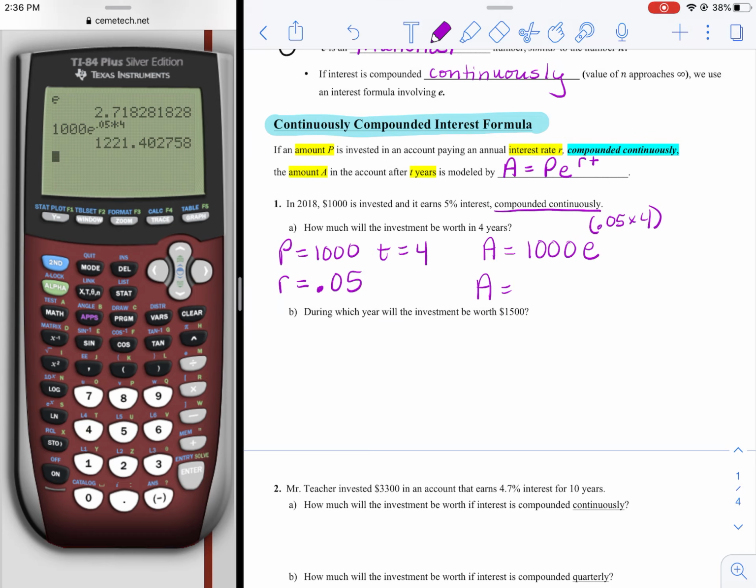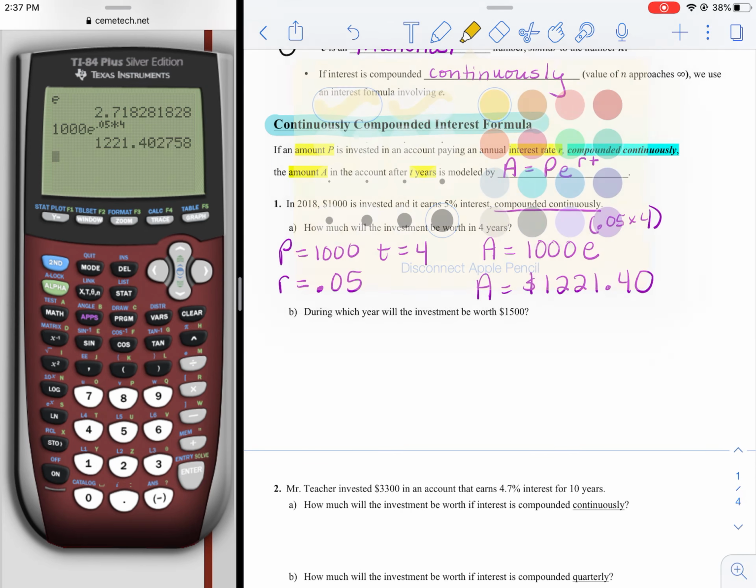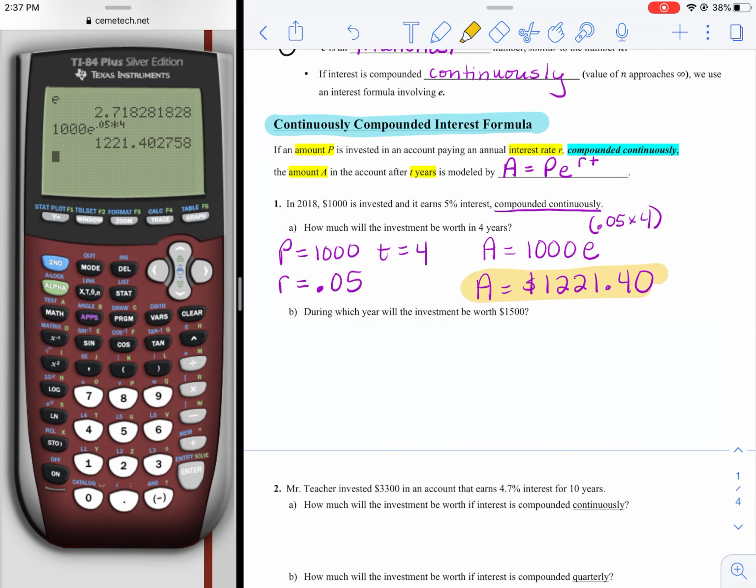Okay, so I'm going to type in 0.05 times 4. I'm going to hit enter. And my investment is now worth $1,221.40. Okay, and because we're dealing with money, I'm going to round to 2 decimals, 40 cents.